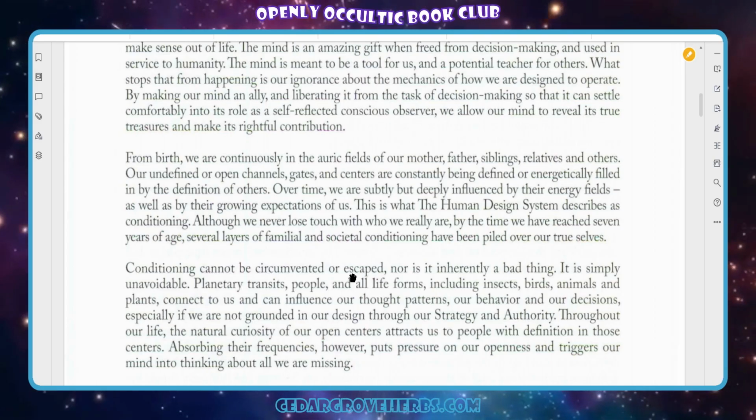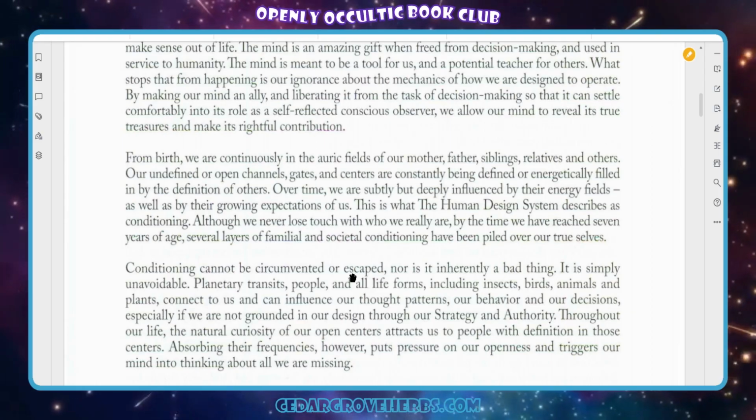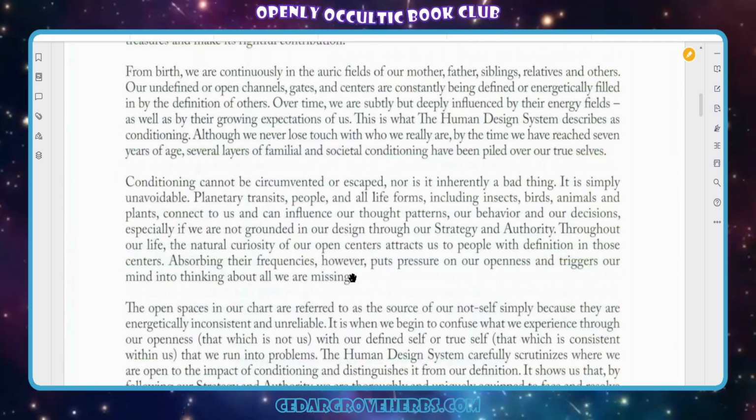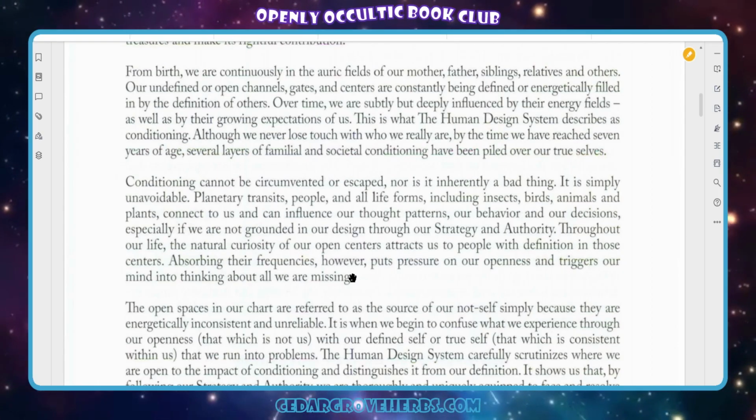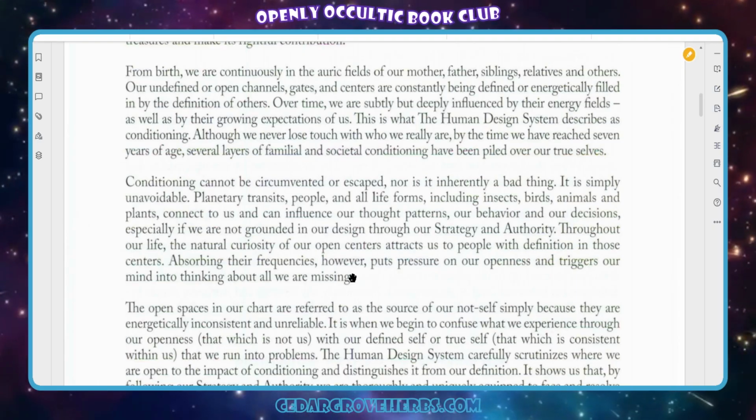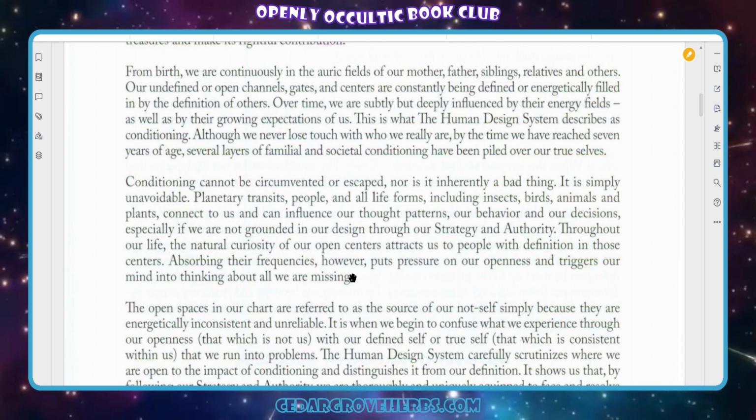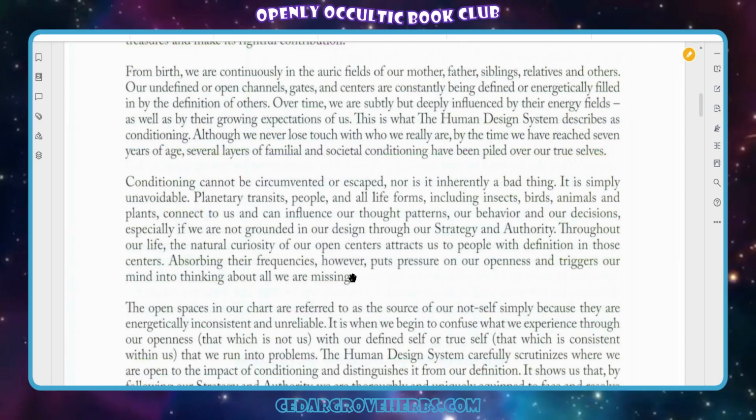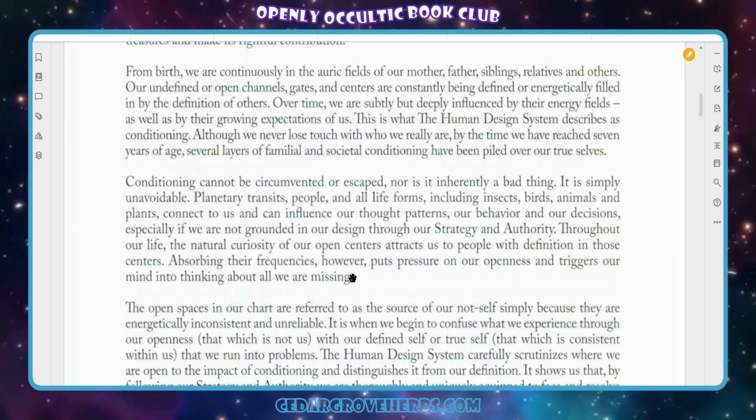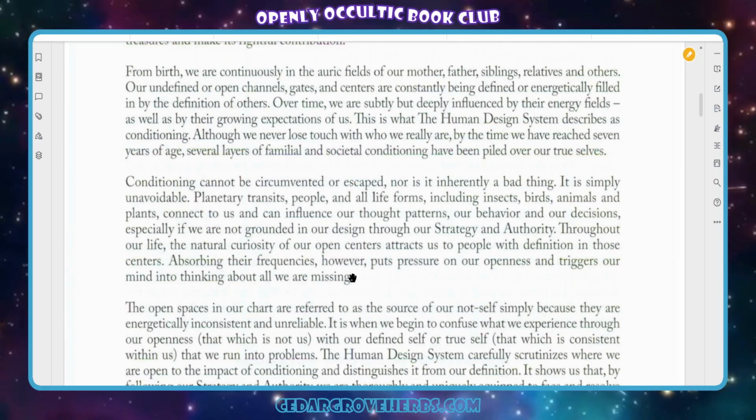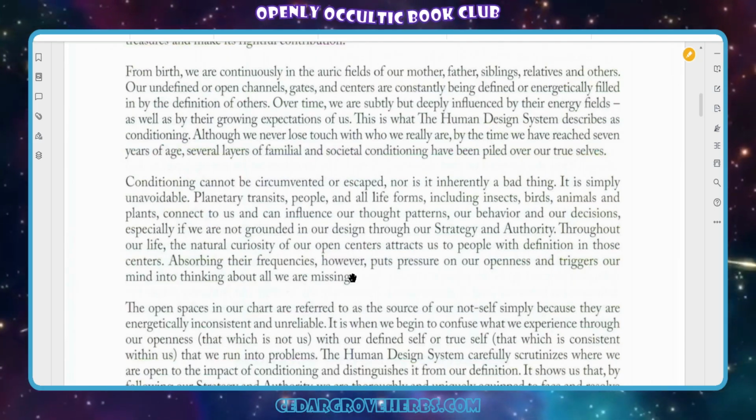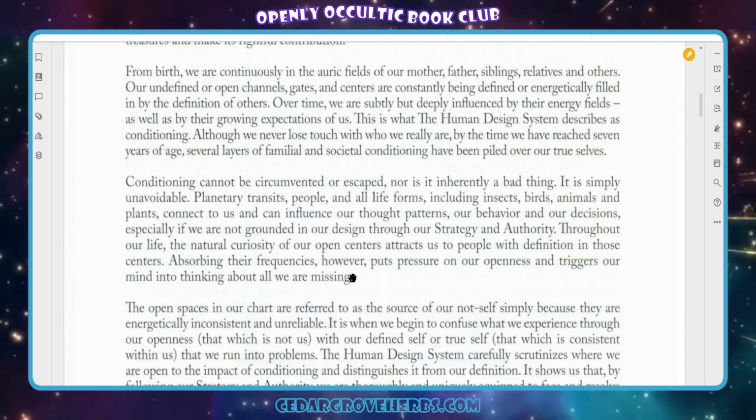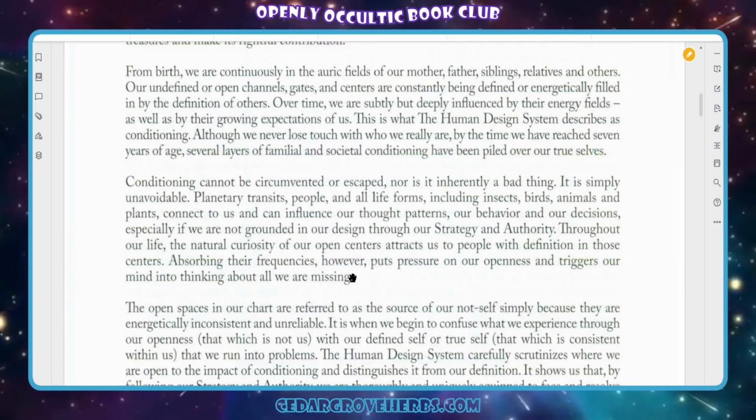Conditioning cannot be circumvented or escaped, nor is it inherently a bad thing. It's simply unavoidable. Planetary transits, people, and all life forms, including insects, birds, animals, and plants, connect to us and can influence our thought patterns, our behavior, and our decisions, especially if we're not grounded in our own design through our strategy and authority.